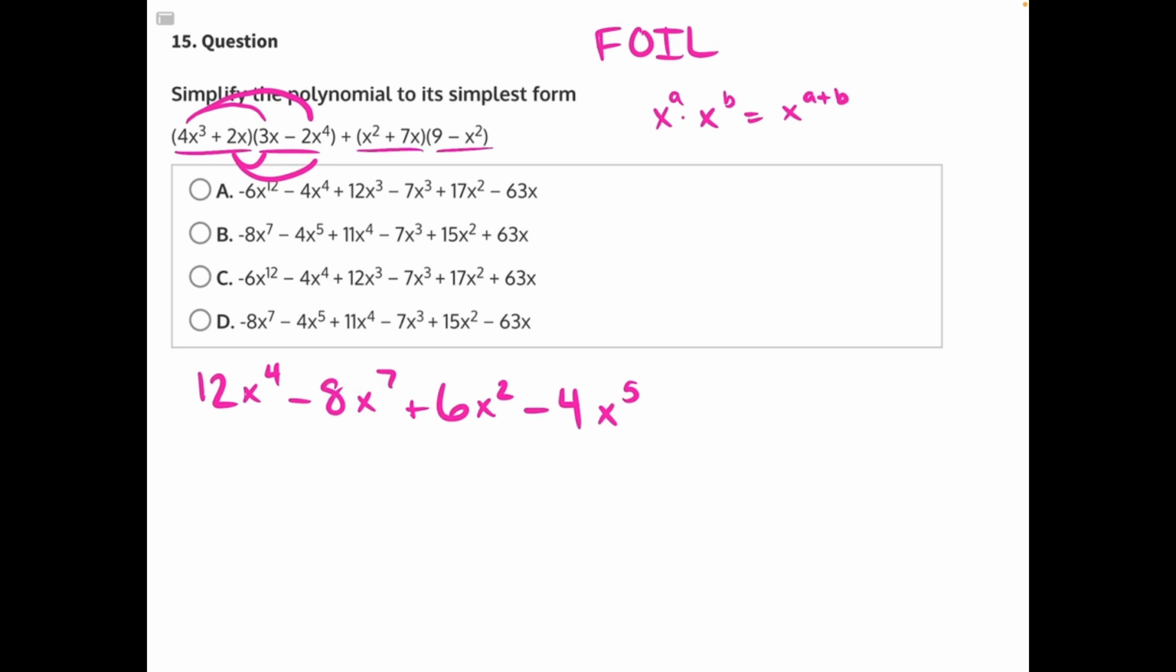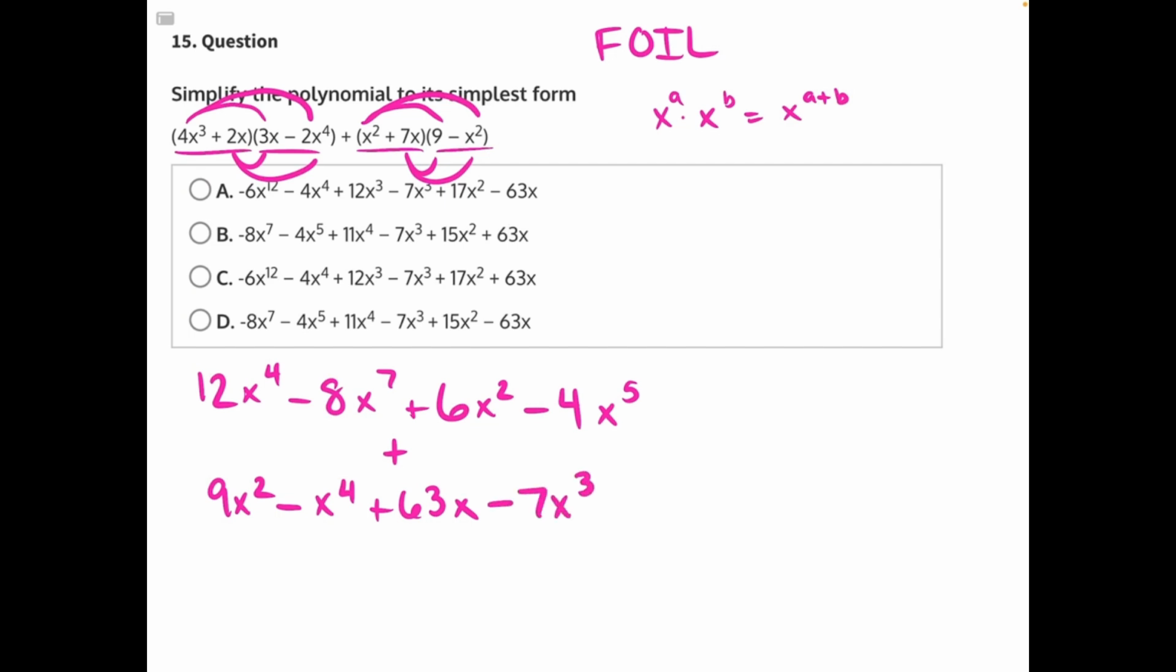Now we can start on the second binomial. So this will all be added to our front terms once again. X squared times 9 is 9x squared. Outer terms, x squared times negative x squared is negative x to the 4. Then our inner terms, 7x times 9 is positive 63x. And then our last terms, 7x times negative x squared is a negative 7x cubed.